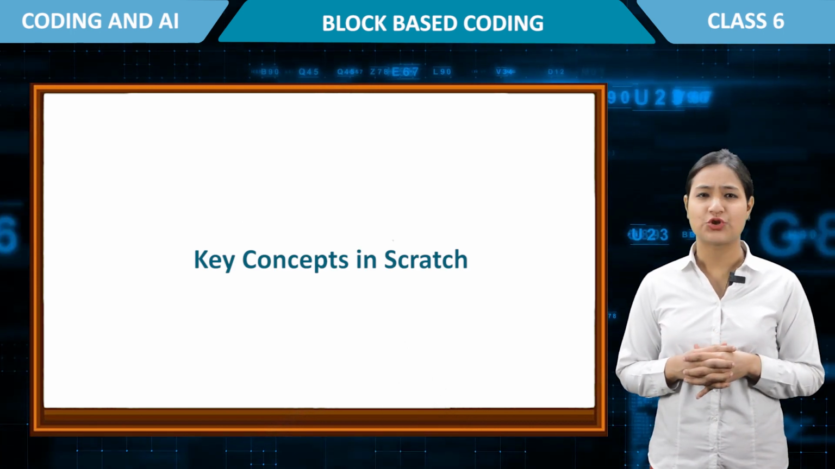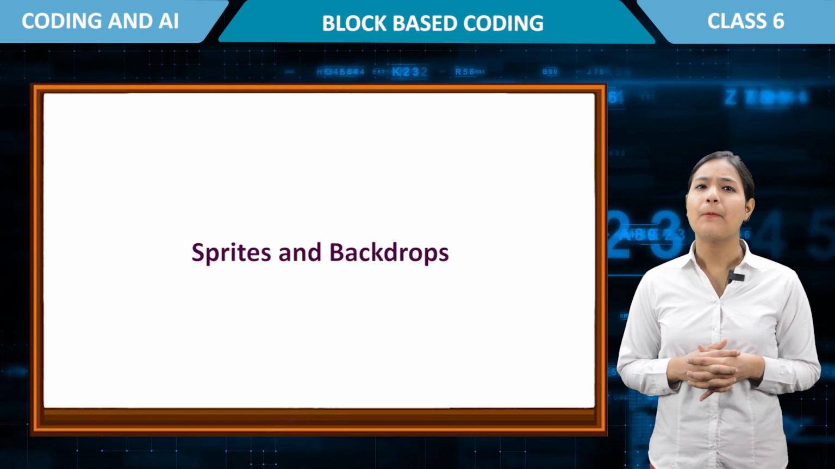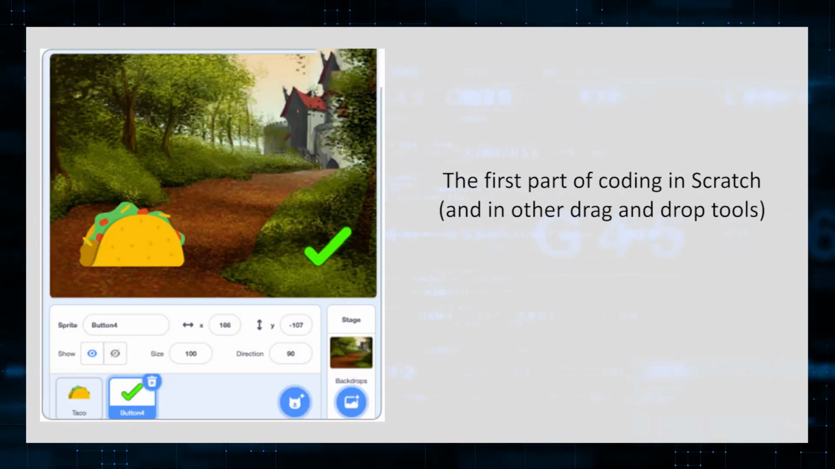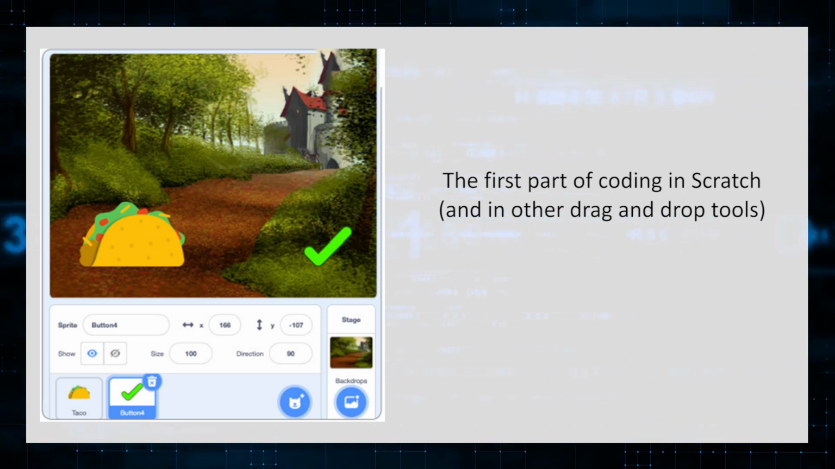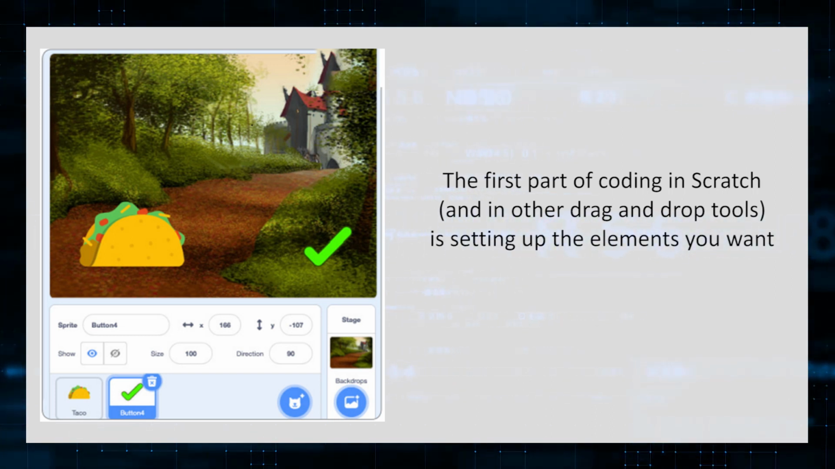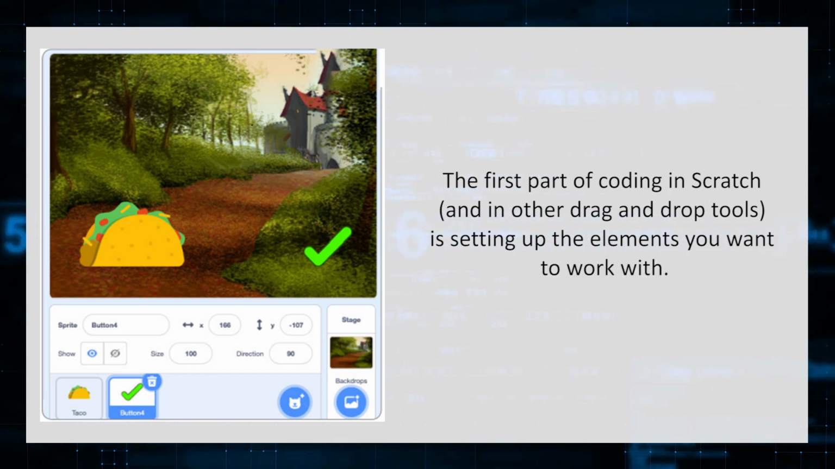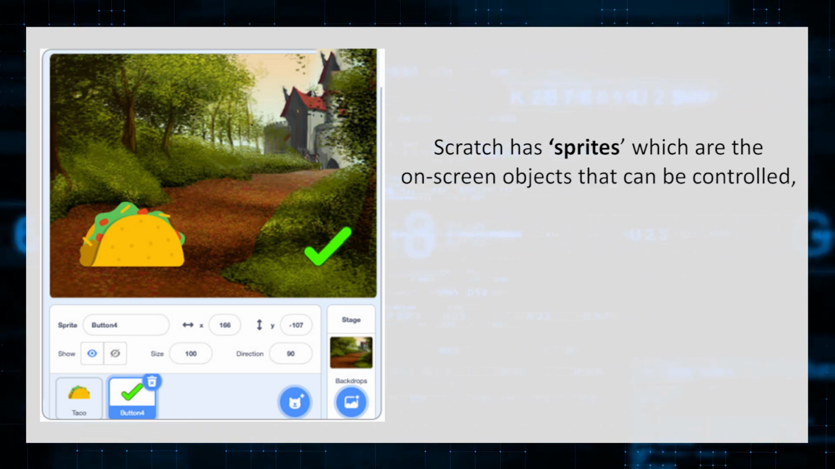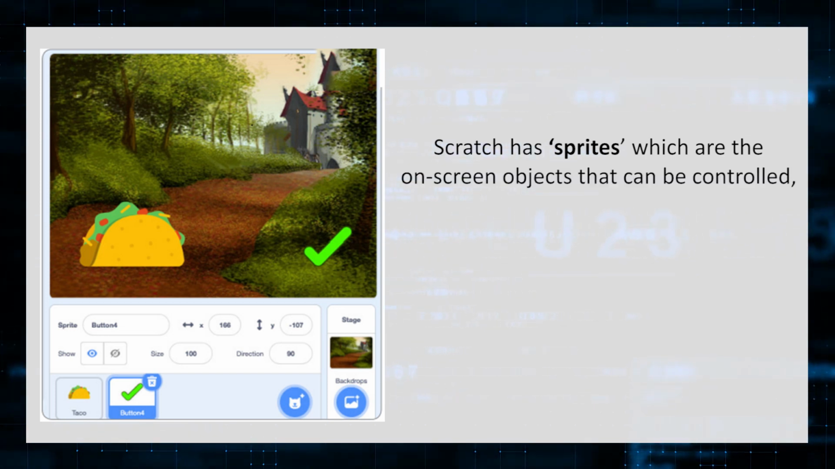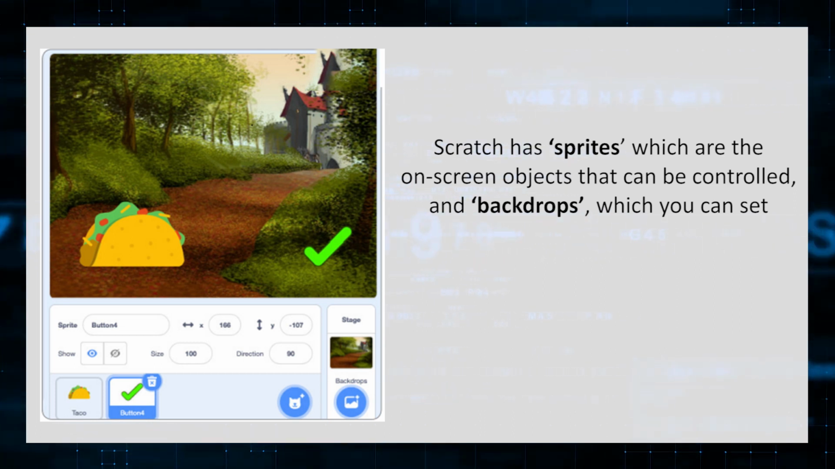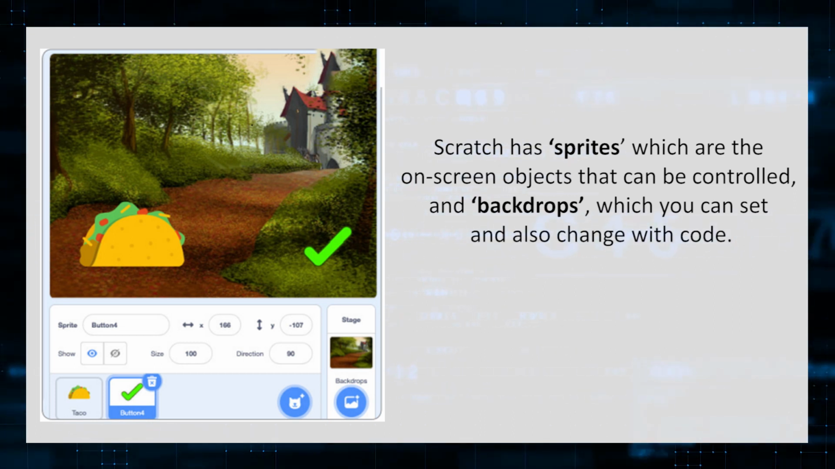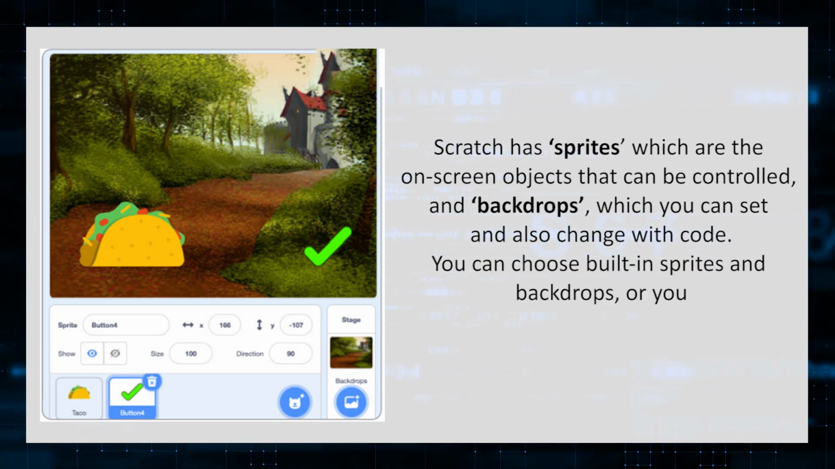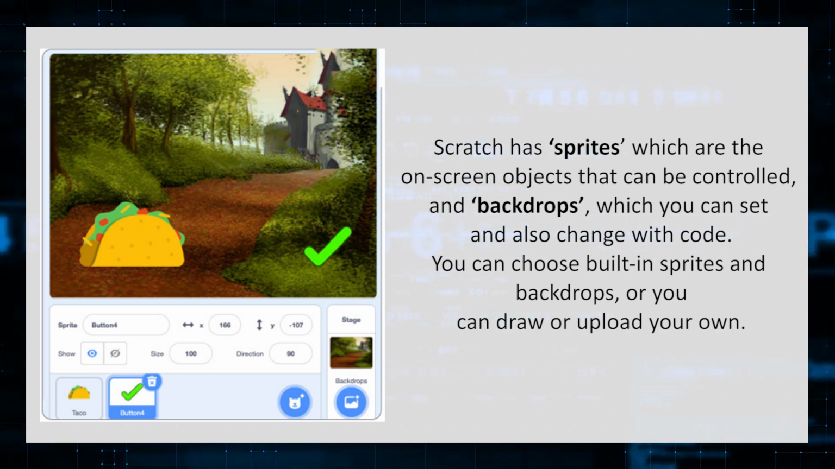Concepts in Scratch: sprites and backdrops. The first part of coding in Scratch and in other drag and drop tools is setting up the elements you want to work with. Scratch has sprites, which are the on-screen objects that can be controlled, and backdrops, which you can set and also change with code. You can choose built-in sprites and backdrops, or you can draw or upload your own.